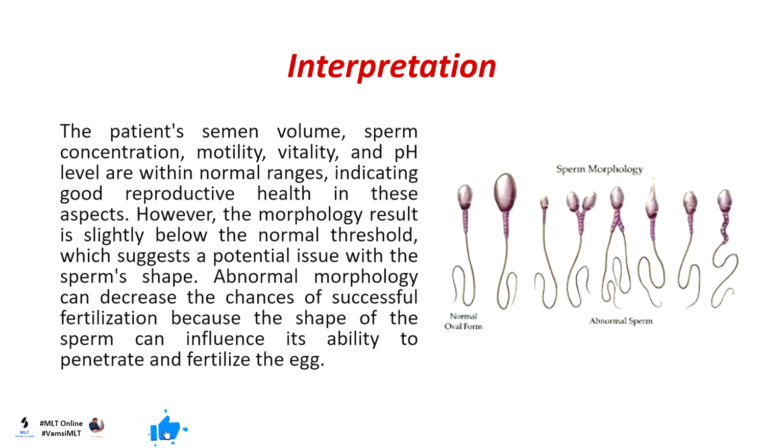in these aspects. However, the morphology result is slightly below the normal threshold, which suggests a potential issue with the sperm's shape. Abnormal morphology can decrease the chances of successful fertilization because the shape of the sperm can influence its ability to penetrate and fertilize the egg.